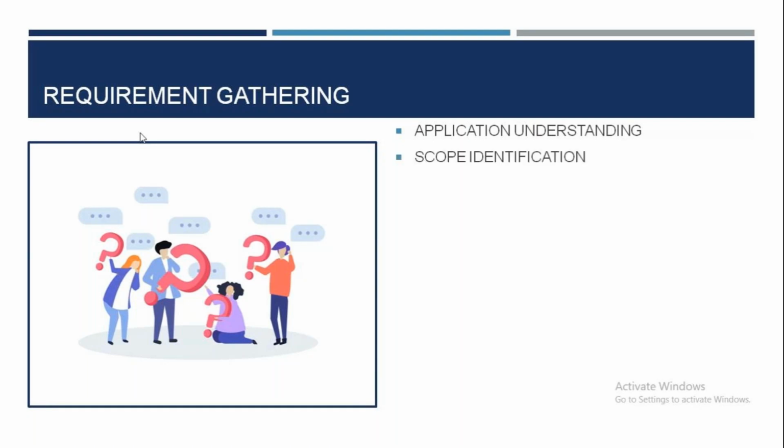Next, now that you have understood the application, the objective is to identify the scope. What scope will be there for performance testing? Because the application could be huge, the number of scenarios could be huge, but are you going to test all the scenarios during performance testing? The answer is no.